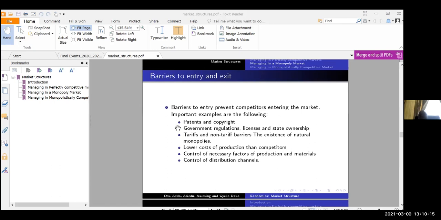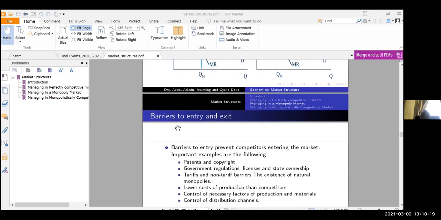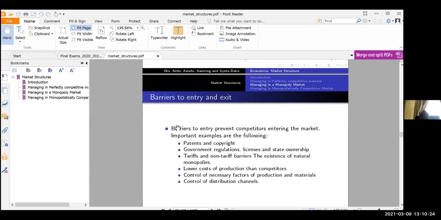All right. So, barriers to entry and exit. It's a follow-up to the conditions that give firms power in the market. Barriers to entry prevent competitors from entering the market. I've highlighted some of them, so I'll go through them quickly. Important examples are patents and copyrights. Government regulations, licenses, and state-owned enterprises are also barriers. Sometimes firms are so protected that it is difficult for new firms to come in because it's an uneven playing field. If I'm coming in and the state enterprise is producing something similar, I will not come in. Tariffs and non-tariff barriers, such as huge taxes, can also serve as a barrier. And as I mentioned earlier, natural monopolies, with economies of scale, the firm is just so big.